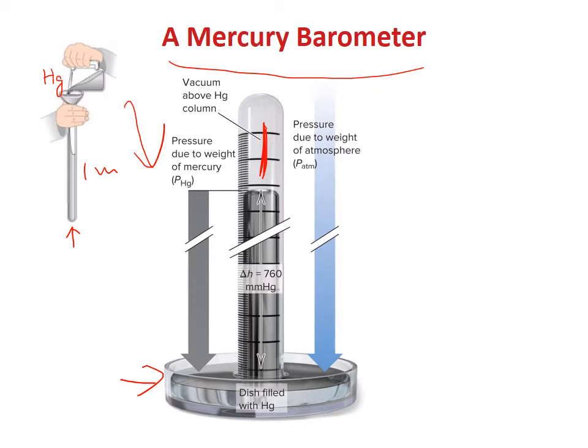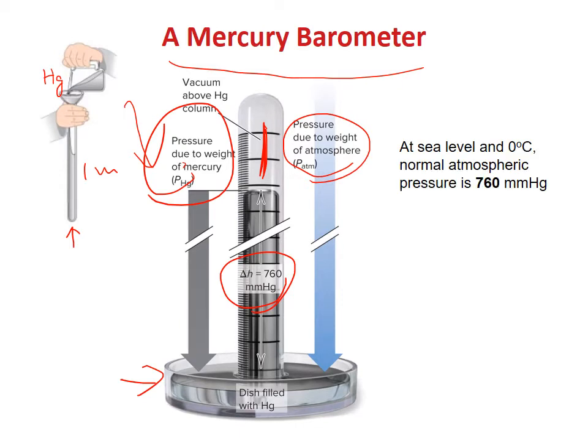At sea level, under ordinary atmospheric conditions, the mercury stops flowing out when the surface of the mercury in the tube is about 760 millimeters above the surface of the mercury in the dish. At this height, the column of the mercury exerts the same pressure on the mercury surface in the dish as the atmosphere does. In other words, this height measures the atmospheric pressure.